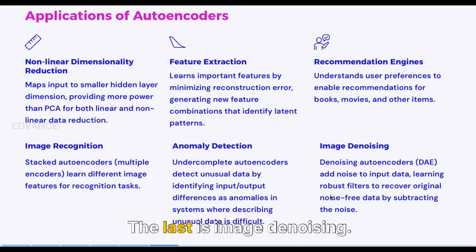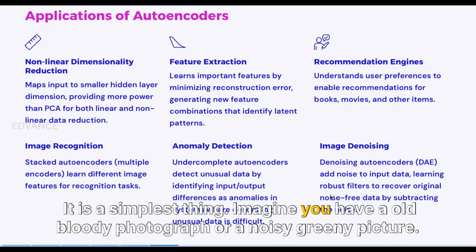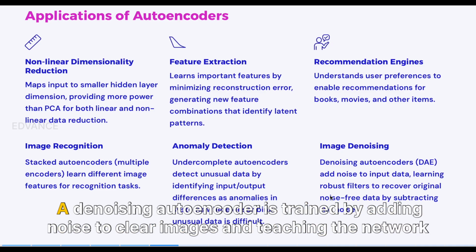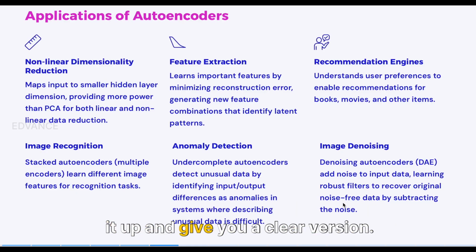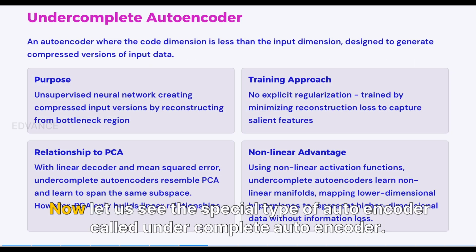The last is image denoising. This one is the simplest thing. Imagine you have an old blurry photograph or a noisy grainy picture. A denoising autoencoder is trained by adding noise to clear images and teaching the network to recover the original. Later, when you feed in a noisy photo, the autoencoder can magically clean it up and give you a clear version. Now, let's see the special type of autoencoder called undercomplete autoencoder.